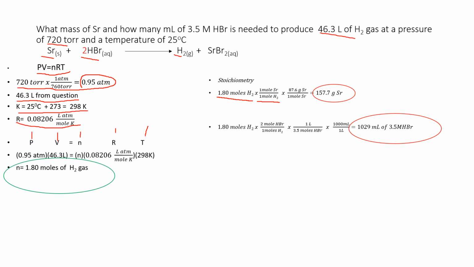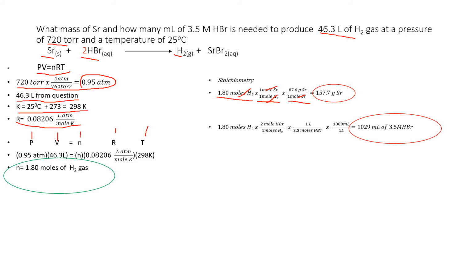Well, moles of strontium, we want grams of strontium, so the last step would be to use the molar mass of strontium, which is 87.6 grams per mole. Your moles of H2 would cancel out. Your moles of strontium would cancel out. The unit you're left with would be the unit you want, grams of strontium, and that would turn out to be 157.7 grams of strontium.